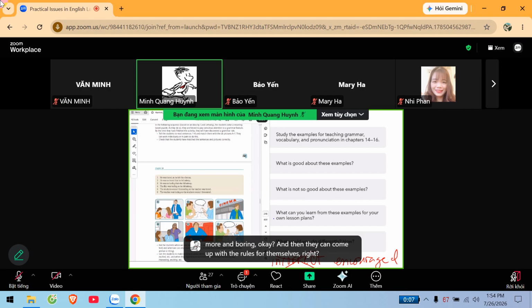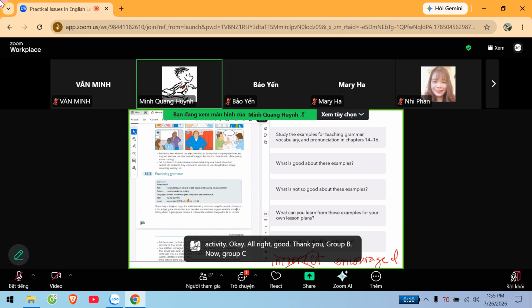And I agree with the analysis of Group B, that we have many things to learn from this activity. But the examples that I have here are also not the best examples that we can find. So sometimes the confusion may not be totally eradicated for the students, right? And so Group B suggested a few things we can do to improve the activity. Okay. All right, good. Thank you, Group B. Now, Group C, what is your example?